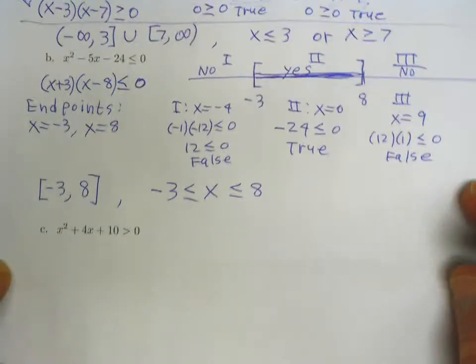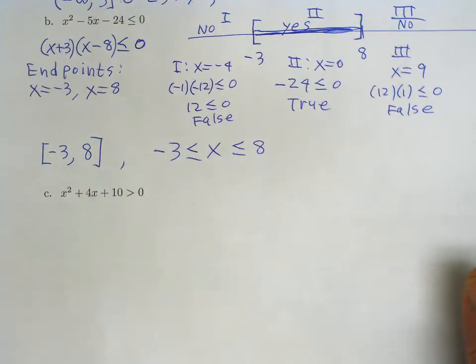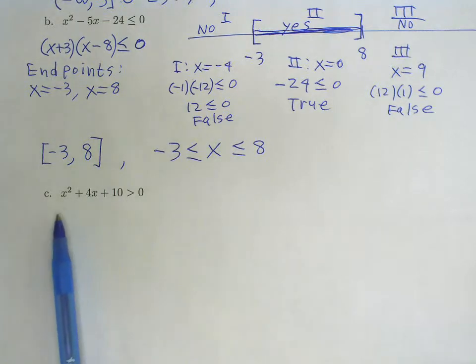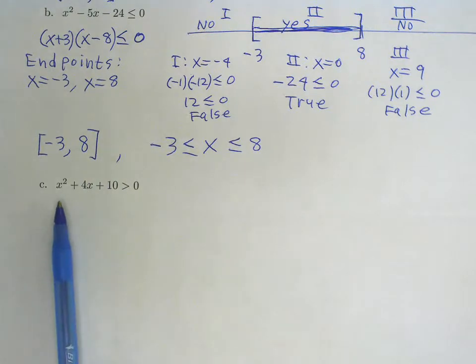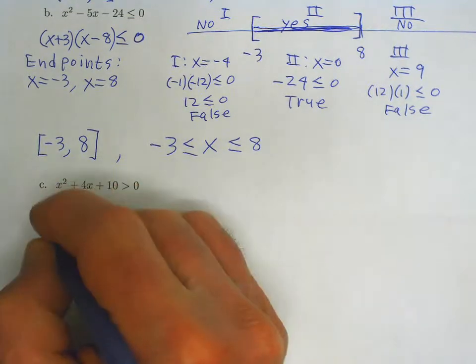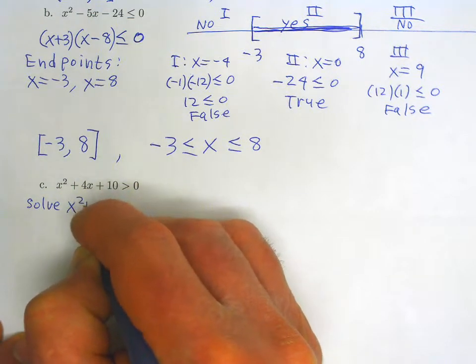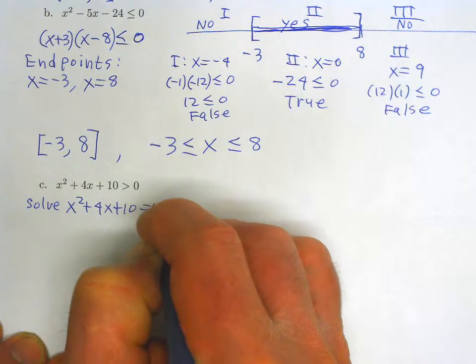Okay, one more quadratic inequality. x squared plus 4x plus 10 is greater than 0. Well, even though every polynomial is factorable, not all polynomials are factorable with integer coefficients. So we cannot factor x squared plus 4x plus 10 with integer coefficients. So we have to find the endpoints by solving the equation x squared plus 4x plus 10 equals 0.